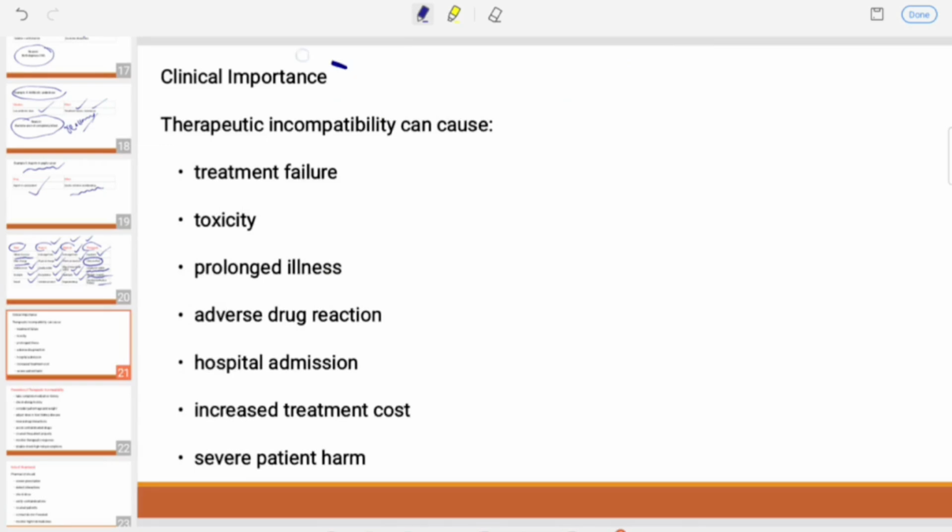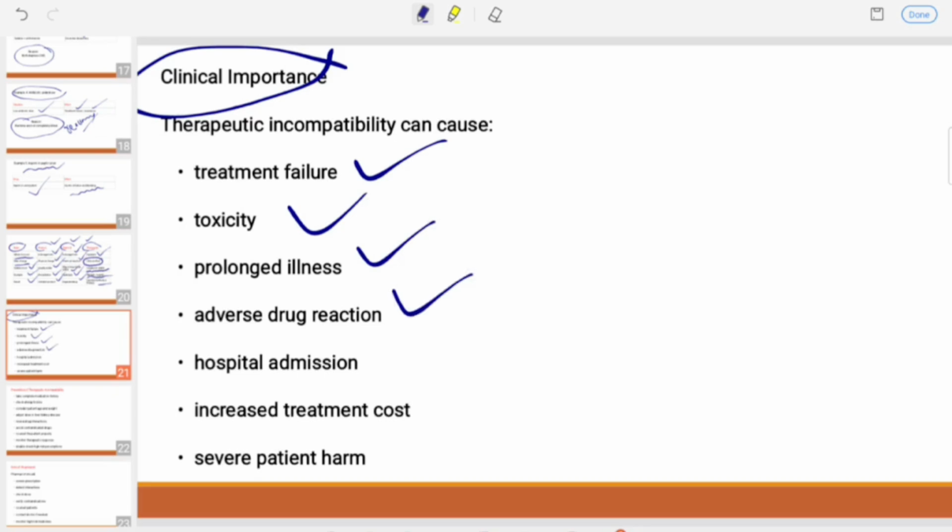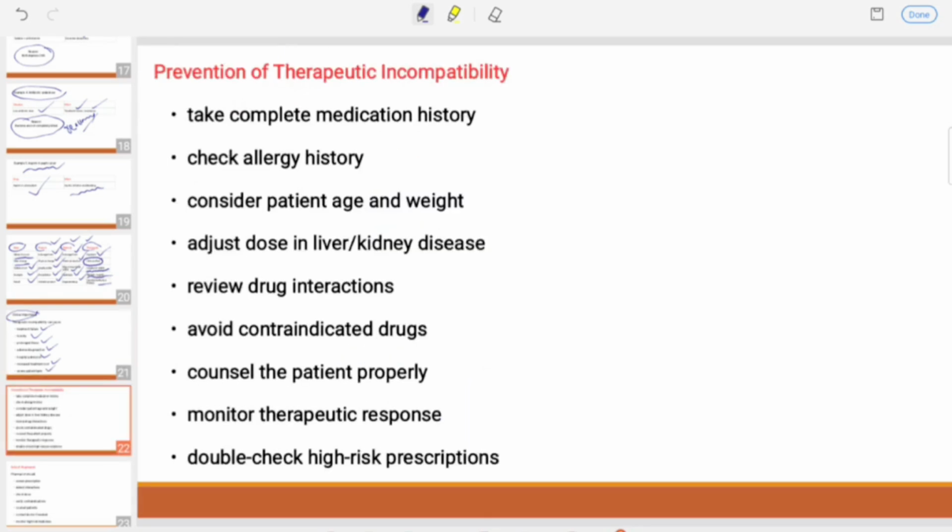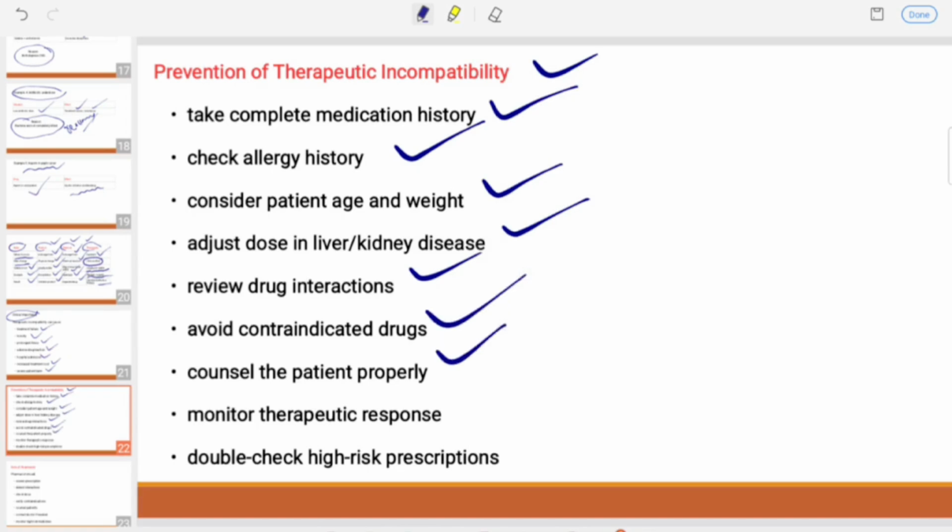What is the clinical importance here? Therapeutic incompatibility can cause treatment failure, toxicity, prolonged illness, adverse drug reactions, hospital admission, increased treatment cost, and even severe patient harm. Then how can we prevent therapeutic incompatibility? By taking a complete medication history, checking allergic history, considering patient age and weight related factors, adjusting the dose in liver and kidney disease, reviewing drug interactions, avoiding contraindicated drugs, counselling the patient properly, monitoring the therapeutic response, and double checking high risk prescriptions.